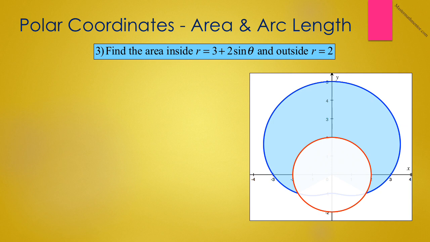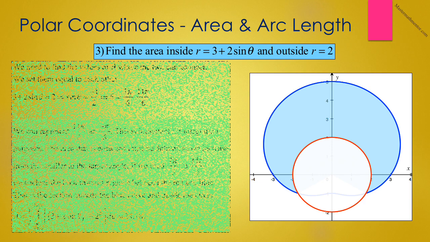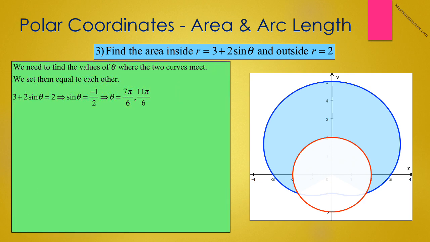r equals 3 plus 2 sine theta is the dimpled curve in blue, and r equals 2 is the circle in red. We are interested in the area that is shaded in blue. That is inside the curve r equals 3 plus 2 sine theta and outside the circle. We start by finding the values of theta where the two curves meet.